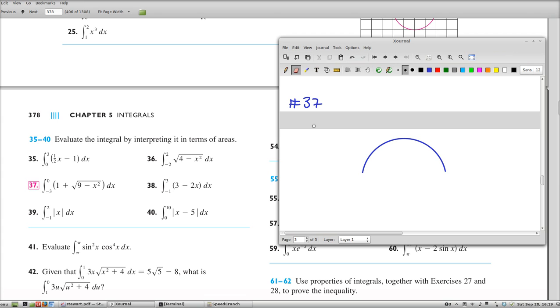So number 37, they're not quite asking you about the graph of a circle, are they? Because it's had 1 added to it. So that means this whole circle thing is going to be pushed up by 1. And this circle's radius is supposed to be 3. So in my diagram here, this is 3 and this is 1. And what this is asking you is, how much area is there from, this is going to be the origin. So this is the origin.